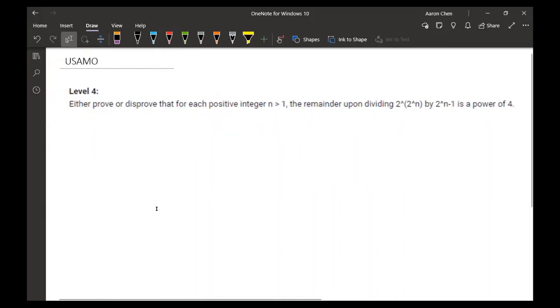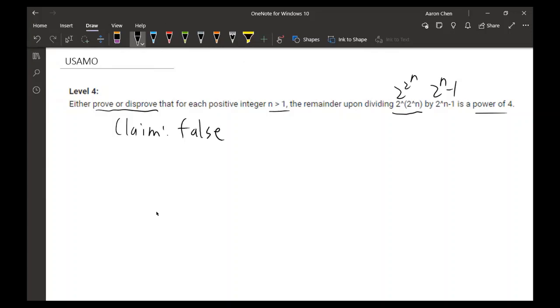So now this one. Either prove or disprove that for each positive integer n greater than 1, the remainder upon dividing 2 to the power of 2 to the power of n by 2 to the power of n minus 1 is a power of 4. And so actually, we claim that this is actually false.